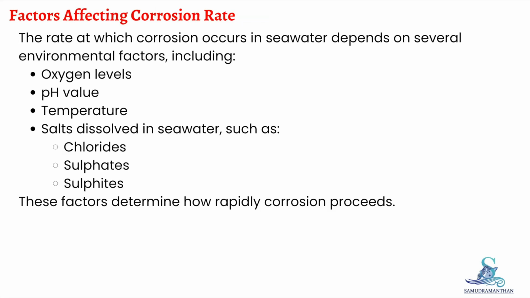Finally, the rate at which corrosion occurs in seawater depends on several environmental factors. These include oxygen levels, pH value, temperature, and the presence of salts dissolved in seawater, such as chlorides, sulfates, and sulfites. Together, these factors determine how rapidly corrosion proceeds.